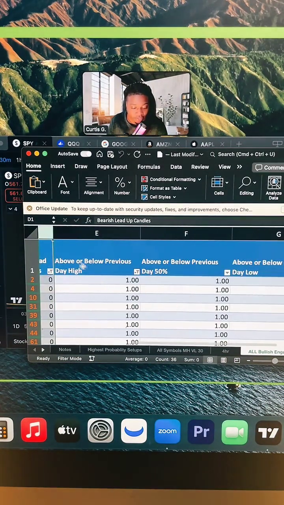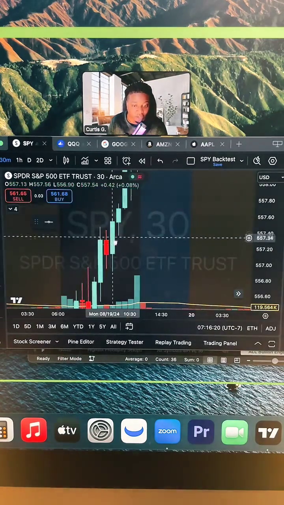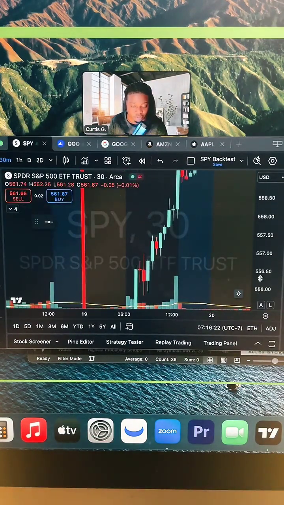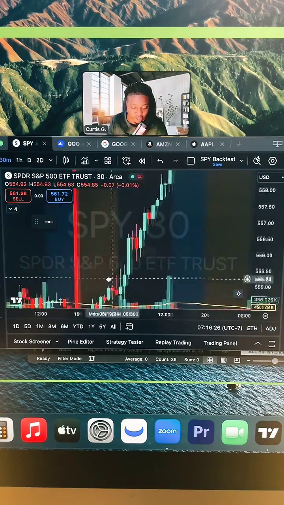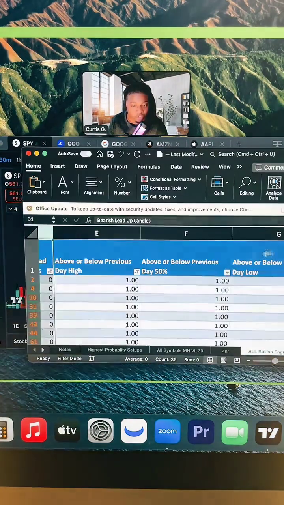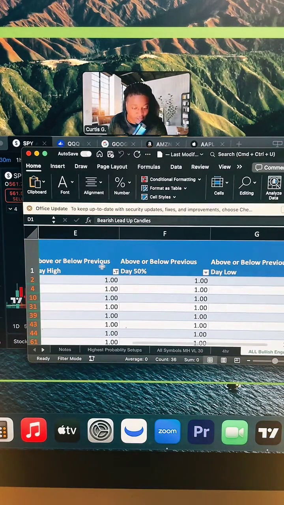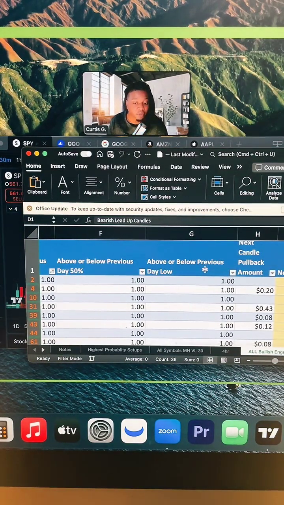And then I log whether it's above or below the previous day high, which we see here. Let me go ahead and zoom it out. Here's our bullish engulfing. Here's the previous day high. It occurred above it. And of course, if it occurred above the previous day high, it occurred above the previous day 50%.